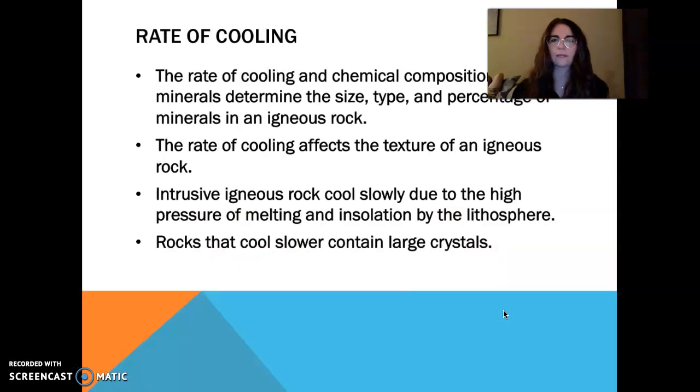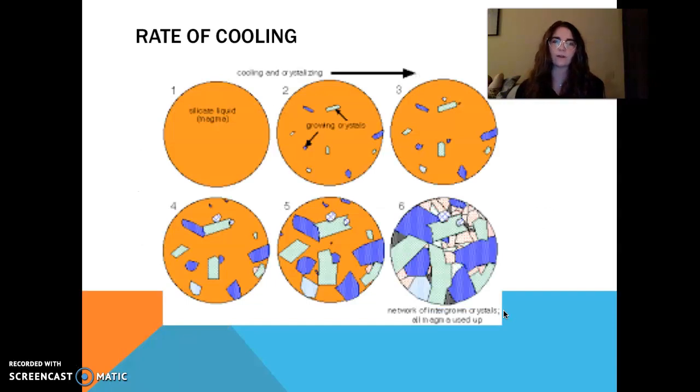So the rate of cooling is important here because the rate of cooling and the chemical composition of minerals determine the size, type, and the percentage of minerals in the igneous rocks. The rate of cooling affects how the texture will be in an igneous rock. So intrusive igneous rocks cool slowly due to the high pressure of melting and the insulation of the lithosphere. And the rocks that cool slower are those that contain larger crystals. So you can see here in this photograph how that looks. The magma starts in a liquid form, and then over time you'll see the crystals forming, and eventually at the end you'll see a network of interconnected crystals all growing together.